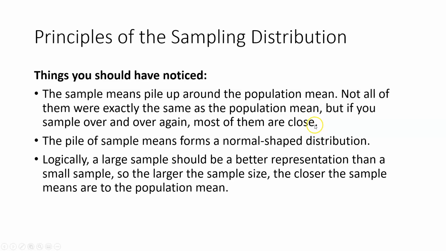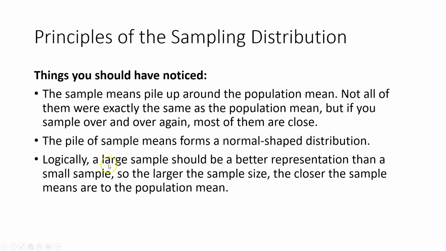For instance, if the population mean were 8, some of the sample means were as low as 4 or 3, but that's not a very good representation. It's still much closer than, say, negative 1,000, but some of them are going to be a little further away from the population mean than others, but most of them are going to be very close. The pile of sample means forms a normal shape distribution, even if the parent population is not normal shaped.